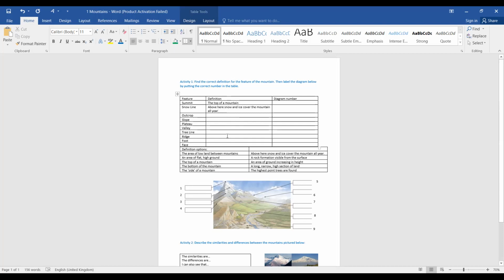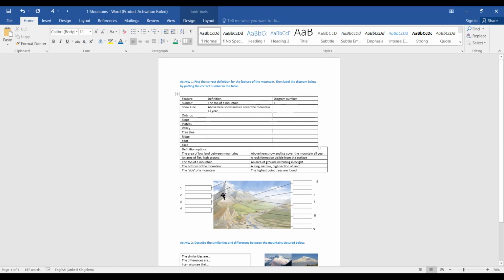Okay, so once you've put in all of your definitions, I'm not going to do all of them, then what you need to do is the diagram number. So what I mean by this is down here, there's a diagram. And because I know we've had some issues with text boxes and moving text boxes, I've put a number next to each of the boxes. It's just going down in order, 1, 2, 3, 4, 5, 6, 7, 8, 9. So here 1 is pointing to the very top of the mountain. So I know that this is the summit. So where it says summit and diagram number, I'm going to put number 1 because this here is where I think the summit is.